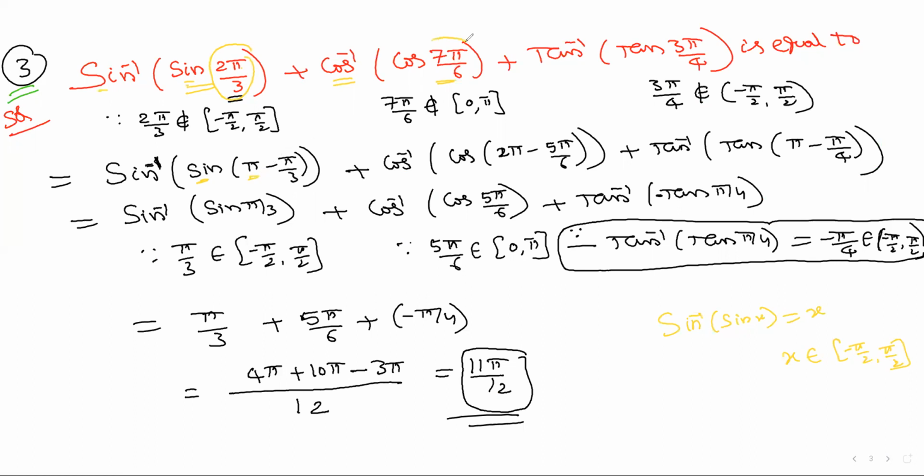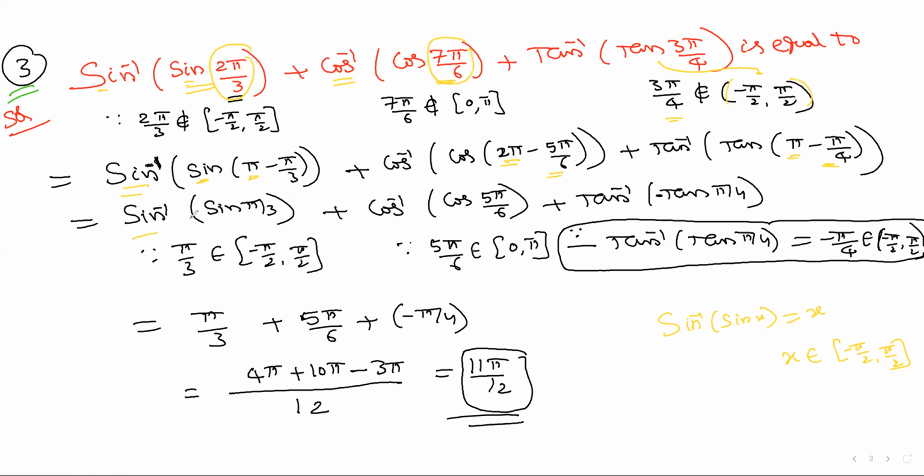Here 7 pi by 6 also does not belong to 0 to pi. 7 pi by 6 is more than pi. So 7 pi by 6 can be written as 2 pi minus 5 pi by 6. Here 3 pi by 4: tan inverse of tan 3 pi by 4. 3 pi by 4 does not belong to the open interval minus pi by 2 to plus pi by 2. This is 135 degrees. 3 pi by 4 can be written as pi minus pi by 4.